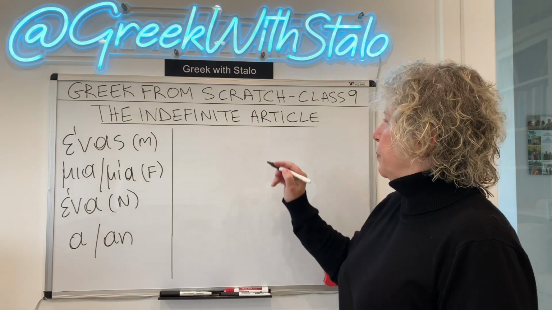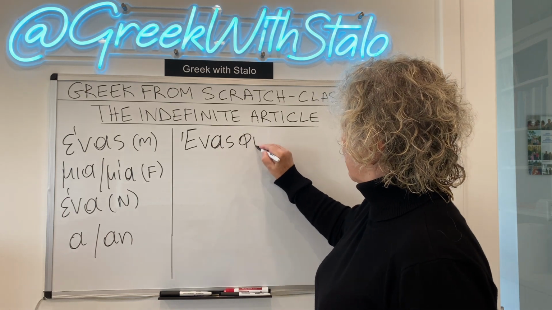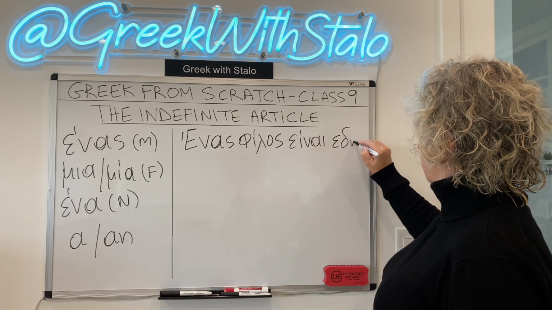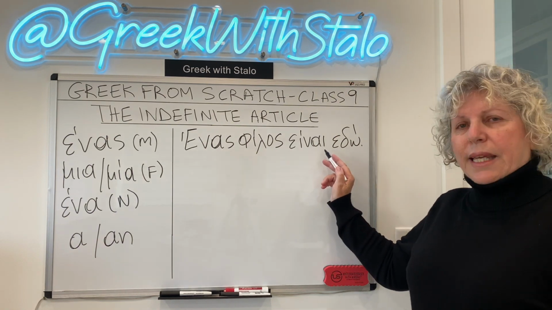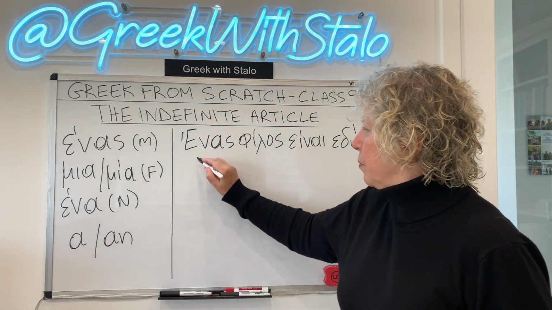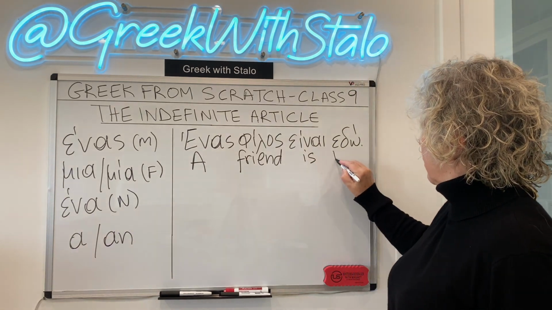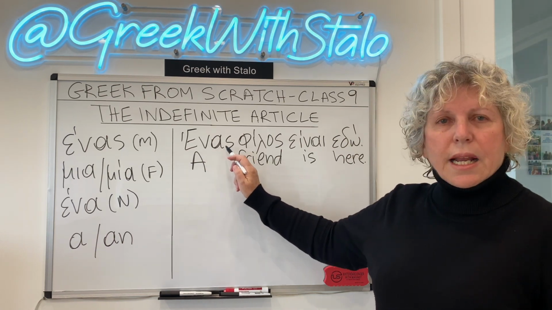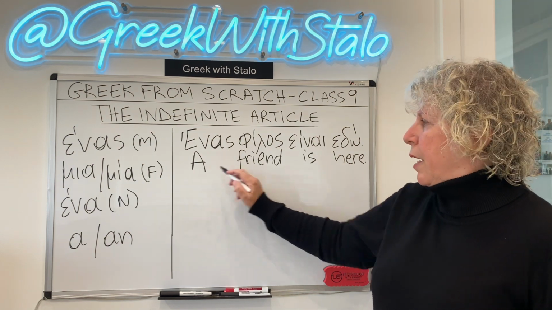For example, ένας φίλος είναι εδώ. A friend is here. So this is the indefinite article, ένας, in the masculine form, and we translate it as "a friend".